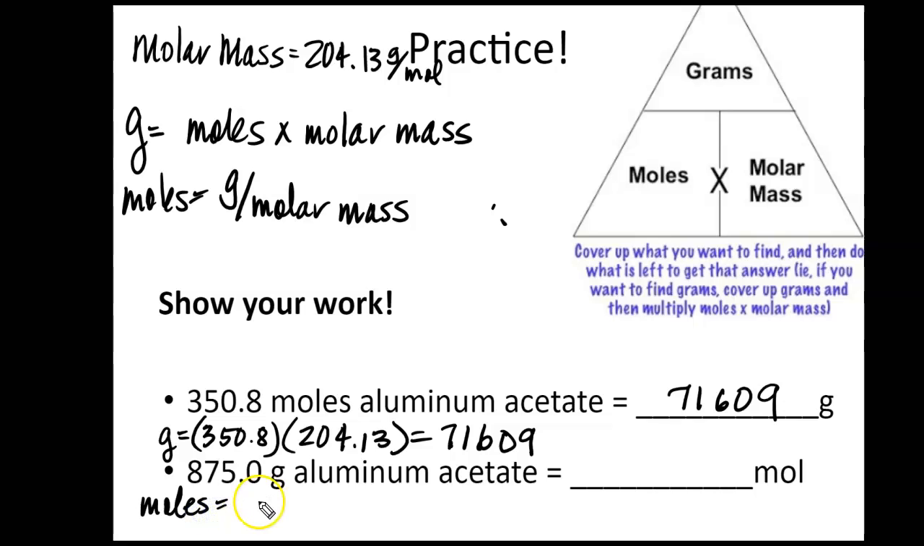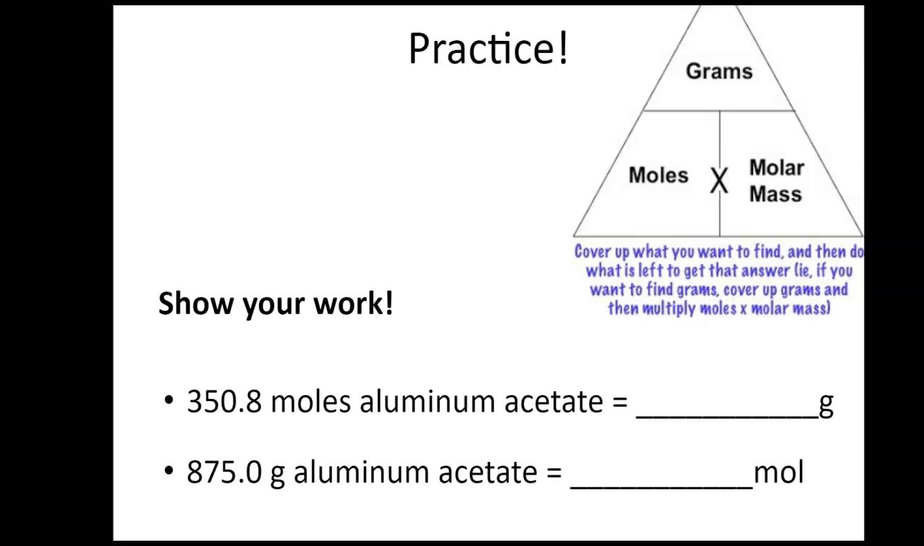to take our grams, 875.0 grams, and we're going to divide it by our molar mass, which we got was 204.13. And so when we do that, we get 4.2865 moles. And that would be moles of the aluminum acetate. Okay, so let's continue on then and go ahead and see if we can calculate some more practice on the next slide.